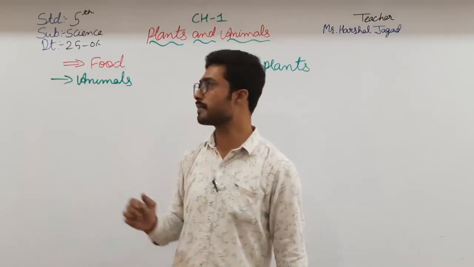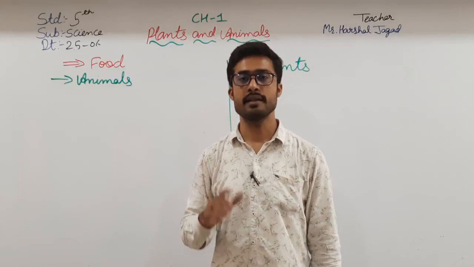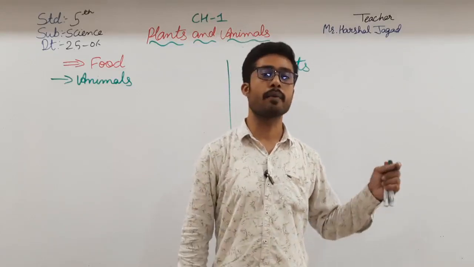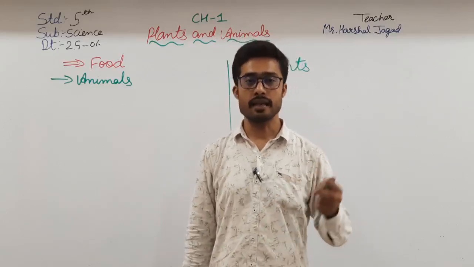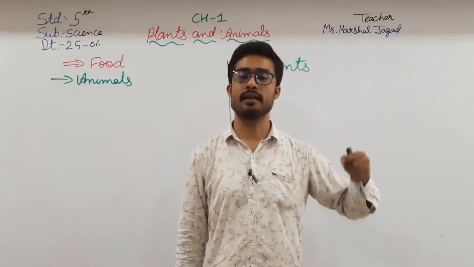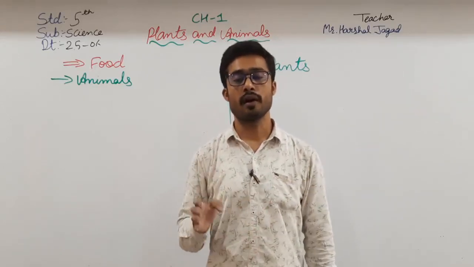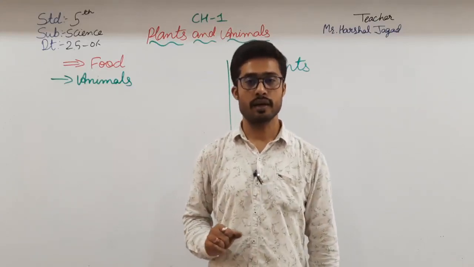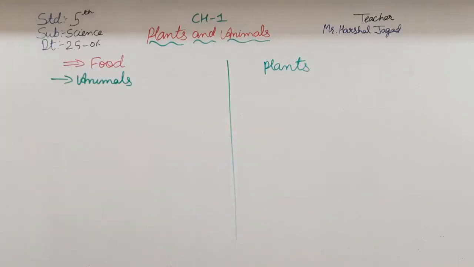We all know herbivorous animals. What are herbivorous animals? The animals which eat only plants and plant products are known as herbivorous animals. Carnivorous animals eat the flesh of other animals, and omnivorous animals eat both plant products and the flesh of other animals. So they have categorized animals into these types. Here I am writing in short.